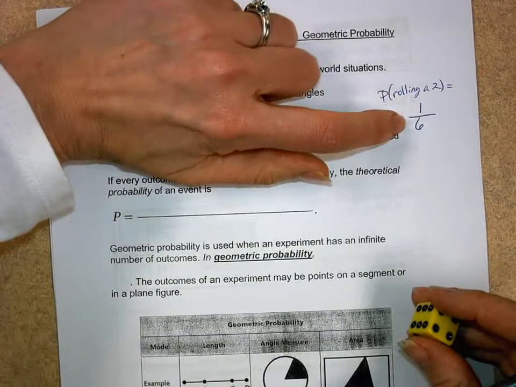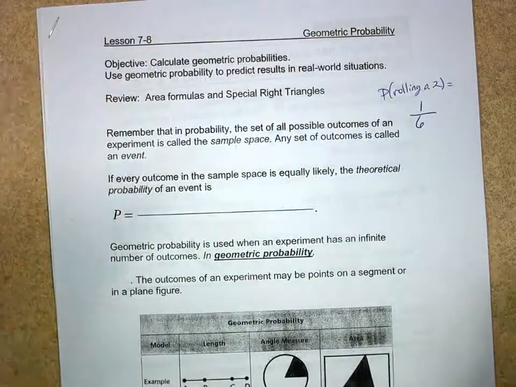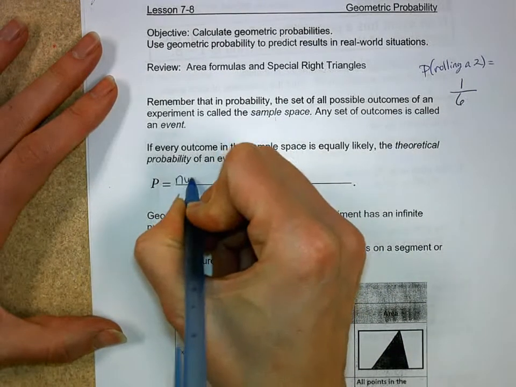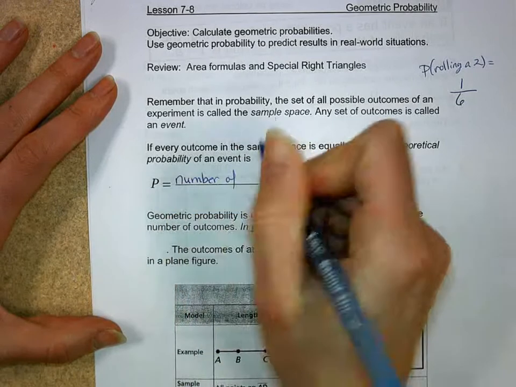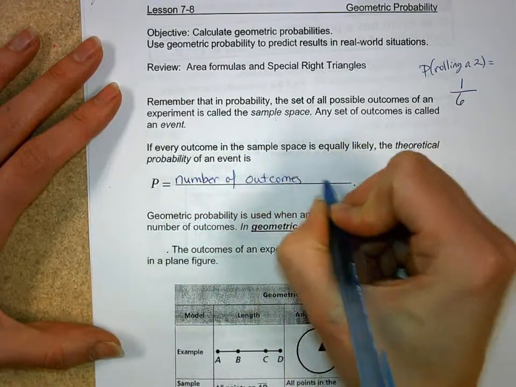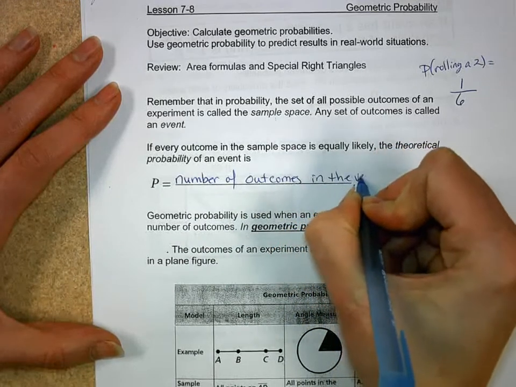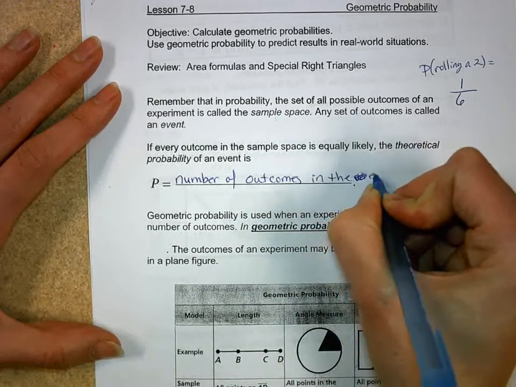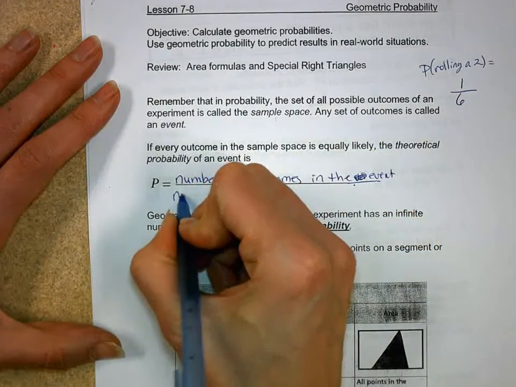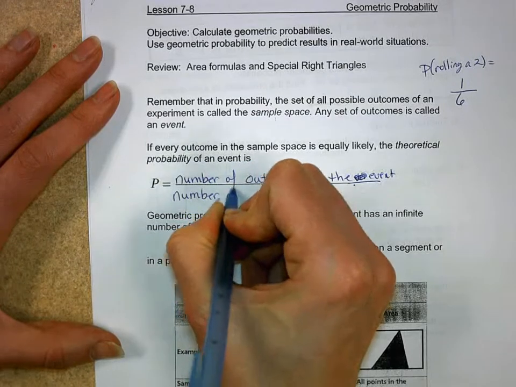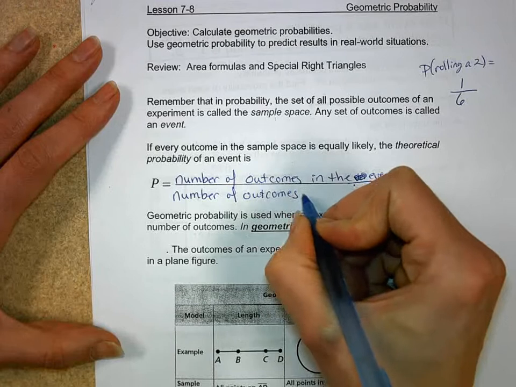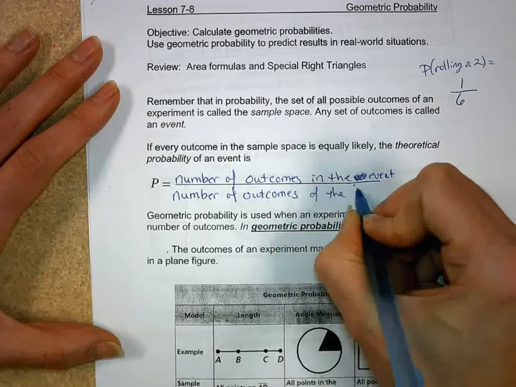This is called an event. This is called the sample space. So when we do probability, how do we figure it out? It's the number of outcomes in the event. So there might be more than one number in the event, over the number of outcomes of the sample space.